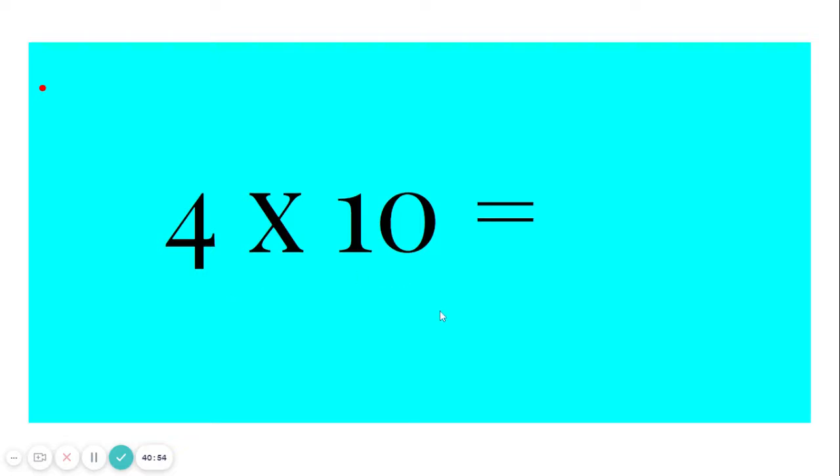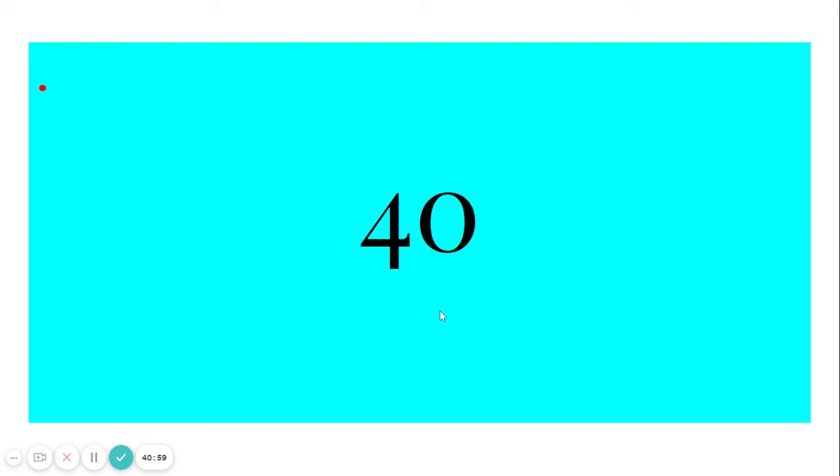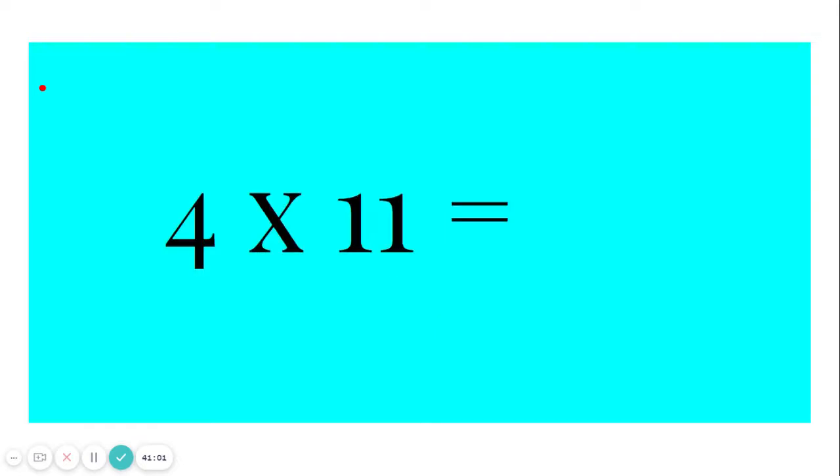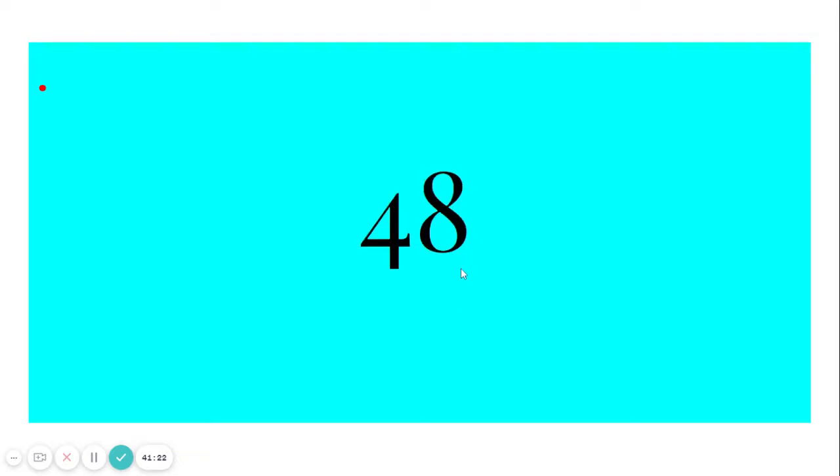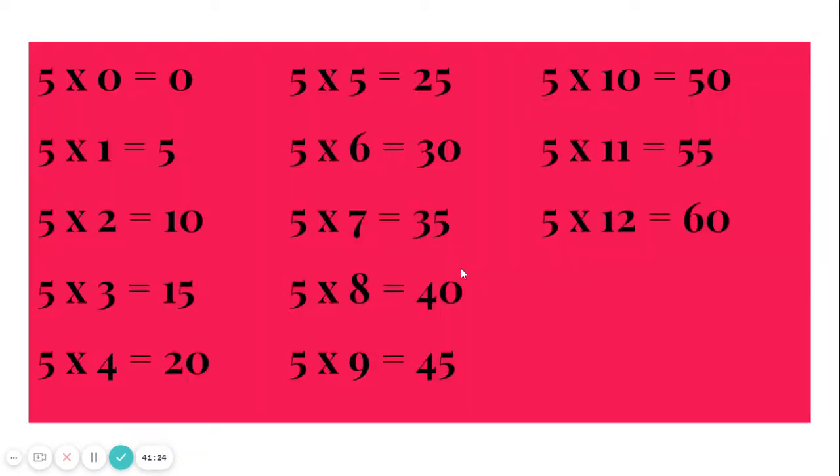4 times 10, write a 4, put a sticker on the end, 40. 4 times 11, write it twice, 44. 4 times 12, break it apart, make it 2 multiplication problems. 4 times 10 is 40, plus 4 times 2 is 8. 40 plus 8 is 48.